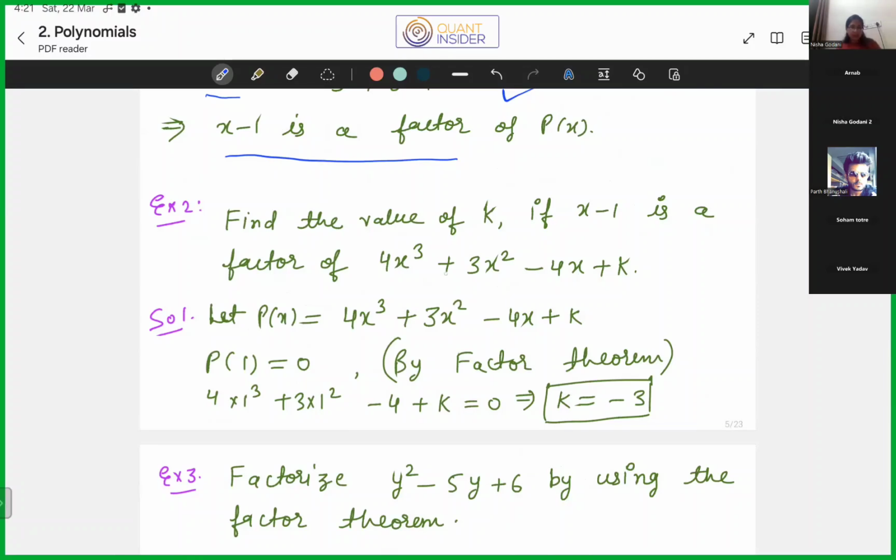So in this next example, you have to find the value of k if x minus 1 is a factor of this polynomial. It is given that it is a factor. So this means that when you put 1, this polynomial will come out to be 0 for x equal to 1. So p(x) equal to this, then p(1) will be equal to 0 because it is given x minus 1 is a factor. Factor theorem. Okay.